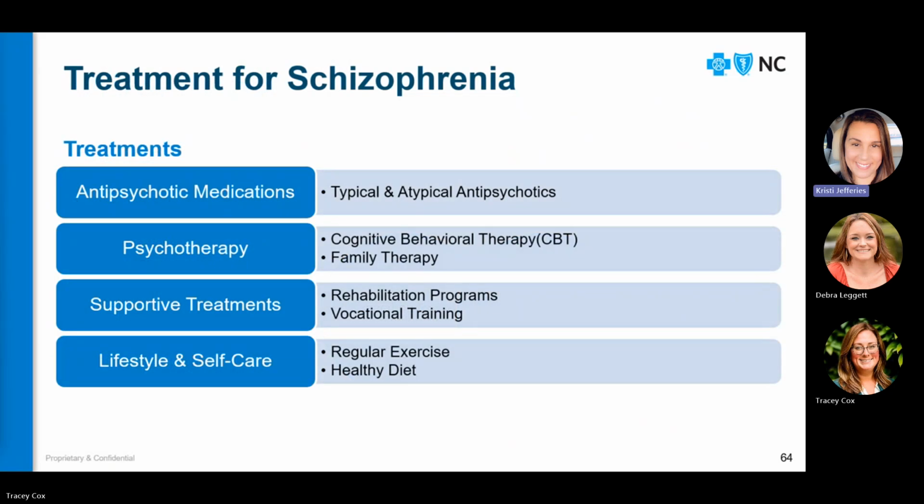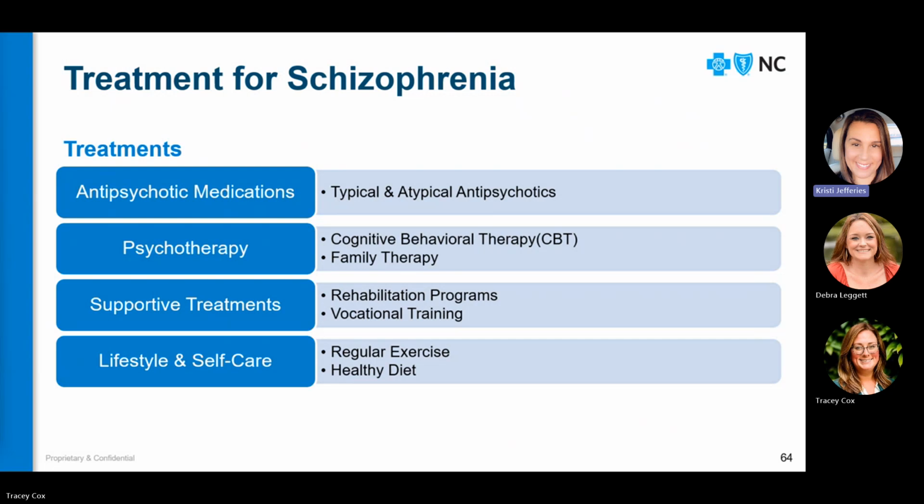Treating schizophrenia effectively requires a comprehensive and individualized approach. Let's discuss the primary components of treatment. Antipsychotic medications are the cornerstone of schizophrenia treatment. They help manage symptoms by affecting neurotransmitter activity in the brain. Typical antipsychotics are first generation medications like haloperidol and chlorpromazine, which are effective but may have more side effects. Atypical antipsychotics are second generation medications such as risperidone and olanzapine. They generally have a better side effect profile and are often preferred.